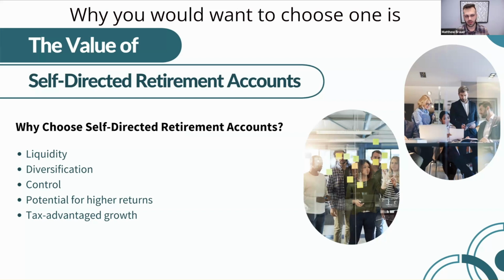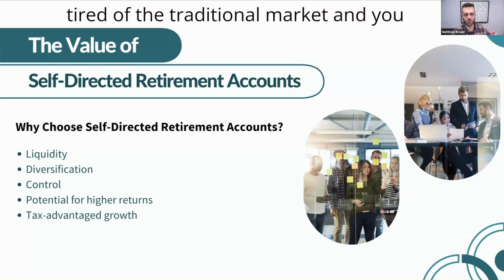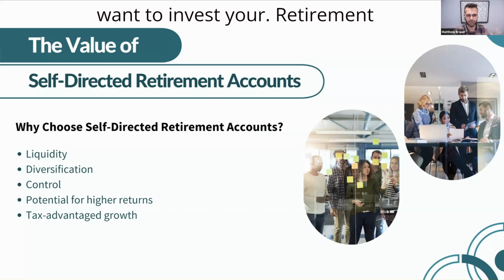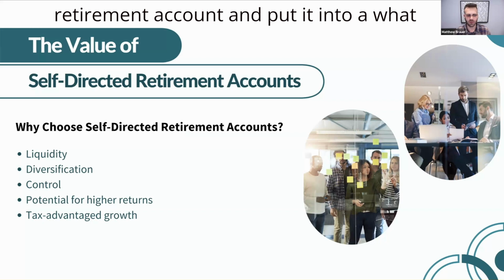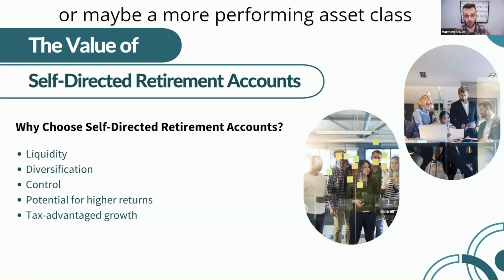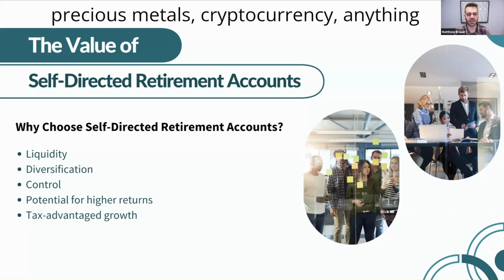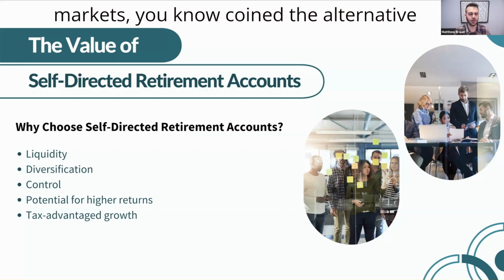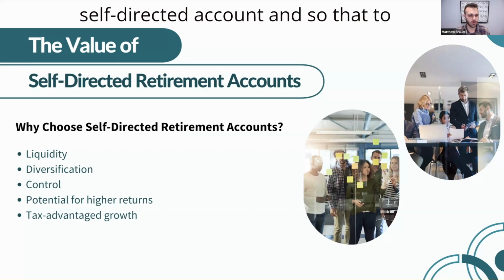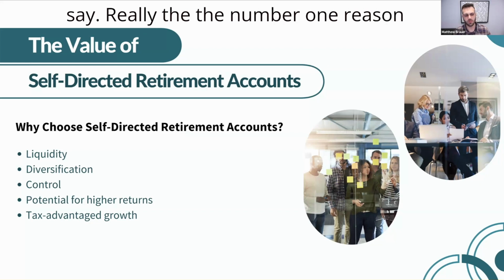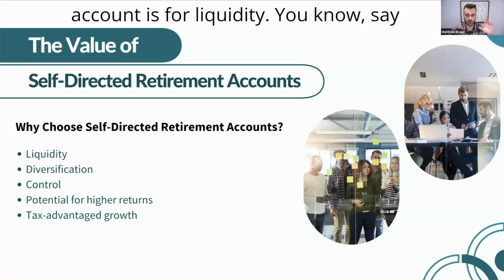Self-directed account, why you would want to choose one is really that you are kind of sick and tired of the traditional market and you want to invest your retirement account, again, whether it's an old 401k, an IRA, or some other type of retirement account, and put it into what we'd call an alternative asset class, or maybe a more performing asset class, like commercial real estate, even precious metals, cryptocurrency, anything that is just outside of the traditional markets. Coined the alternative investment you could use with a self-directed account. And so that to say, really one of the number one reasons that somebody would pick a self-directed account is for liquidity.